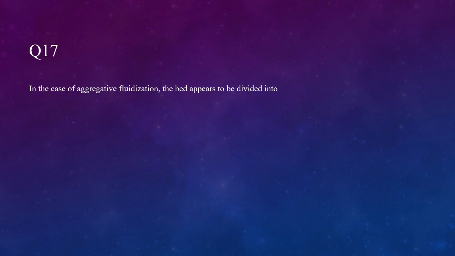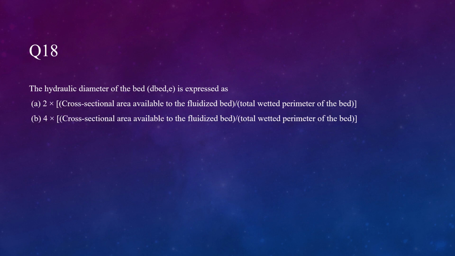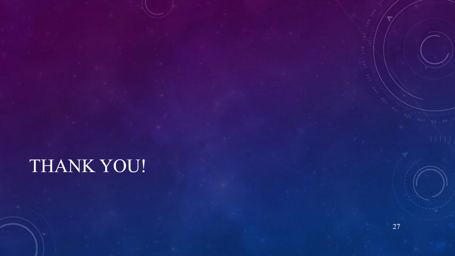In case of aggregative fluidization, the bed appears to be divided into bubble phase and emulsion phase. Hydraulic diameter of the bed is expressed as 4 times the cross-sectional area available to the bed divided by the total wetted perimeter of the bed, which is the right answer. So these are all the questions for today's session.